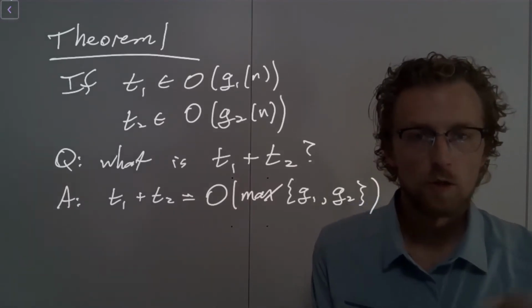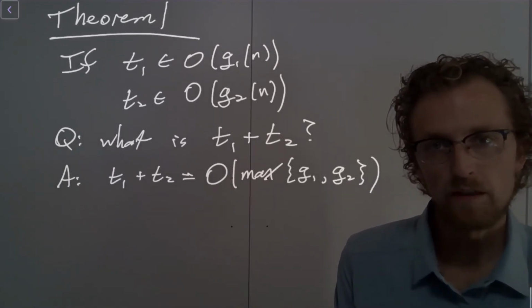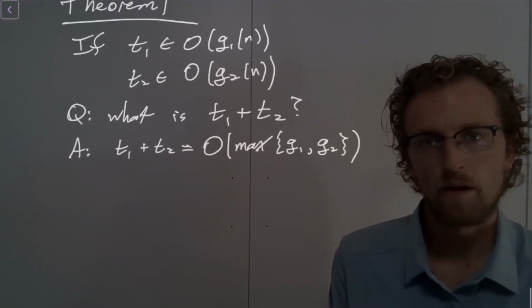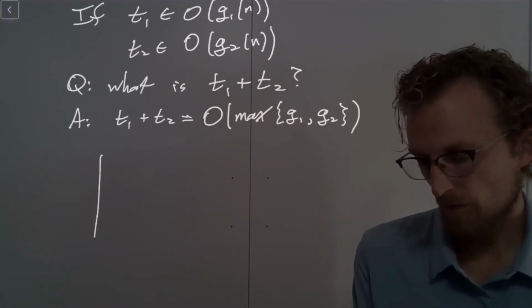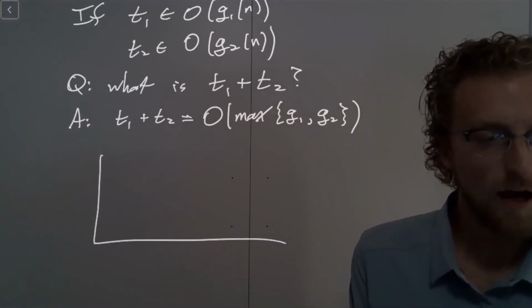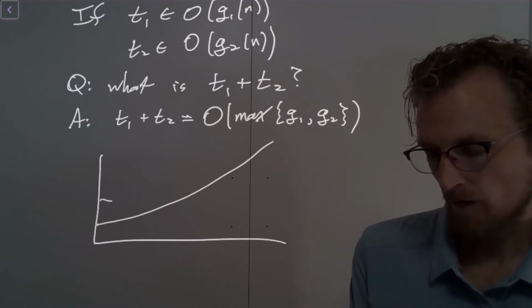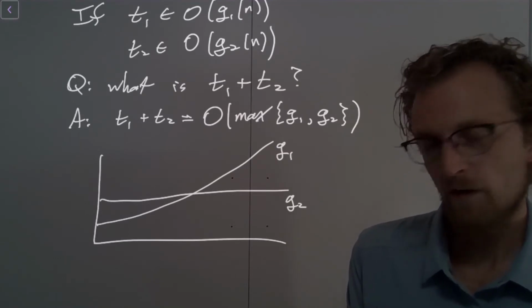All right, so let's think really quickly why this is the case, right? So what does maximum mean? What does the maximum of two functions mean? Well, let me just plot one. So suppose I've got g1 like this, g2 like this. So here's g2, here's g1.